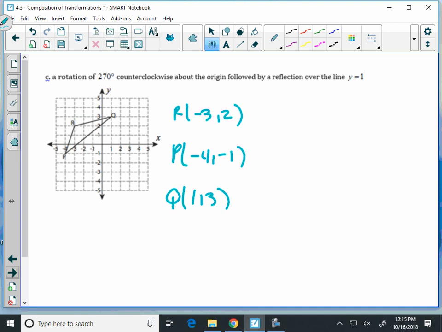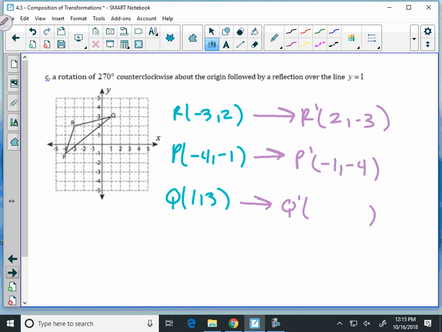So when we do a 270-degree rotation, what do we do with those points? Do we flip? Let's flip and change the second. So I like to flip first. That becomes 2, -3. That becomes -1, -4. Which one do we change? Flip and change the second. 270 starts with 2, so we're changing the second. So the negatives turn positive and the positive turns negative.